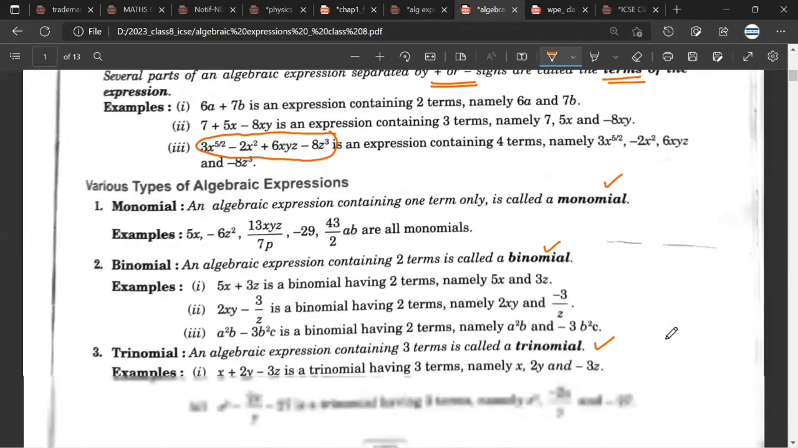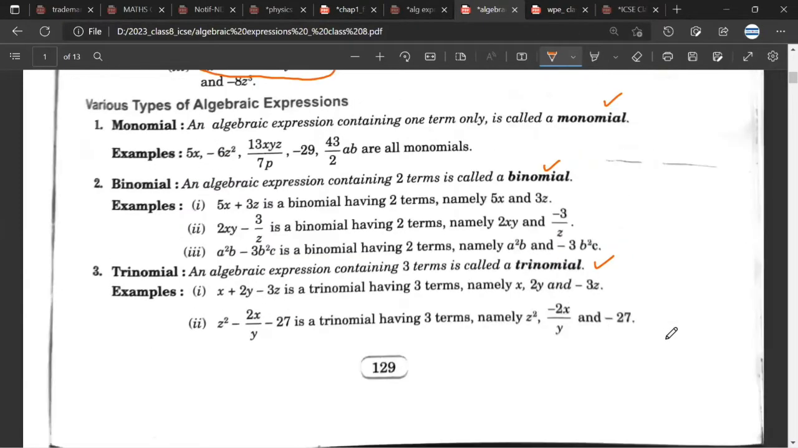Now once we are clear with this, then we can have different types of algebraic expression. So if our algebraic expression has only one term, so if you see these have only one term, they are called monomials. If there are 2 terms, then it would be a binomial. And if there are 3 terms, then this would be a trinomial. Is there any doubt there?